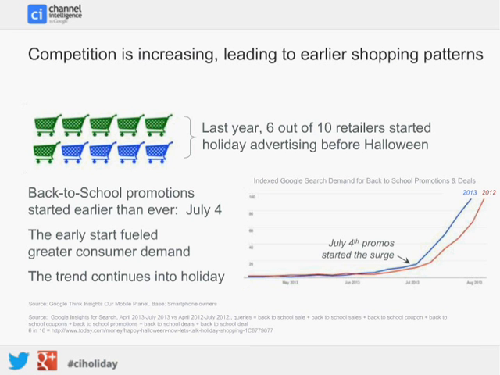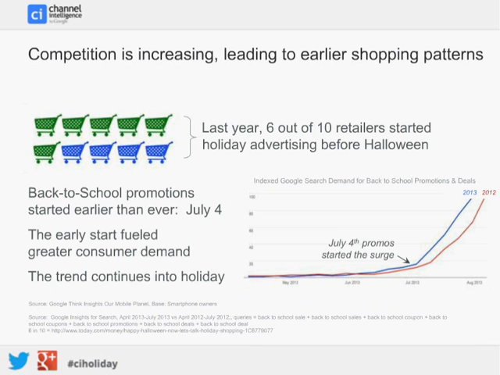Back-to-school promotions actually started this year earlier than they ever did. Back-to-school promotions started July 4th. Most people go back to school in mid-August, late August. So back-to-school promotions were starting 4, 5, 6 weeks before most people go back to school. And we saw that the early start fueled greater consumer demand, and we think this trend will continue into the holiday season. If you look at the chart here, you can see where July 4th promotions started in 2013, that's the blue line, versus 2012, which is the red line.